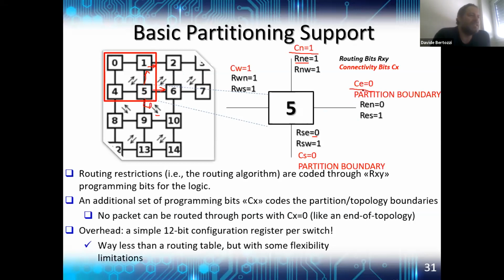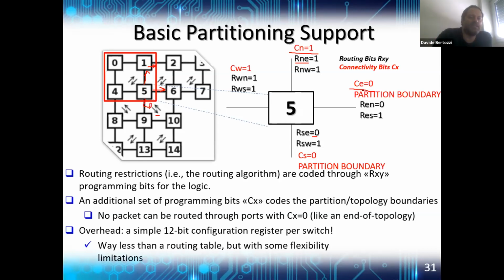So setting connectivity bits, which are additional configuration bits, but only 4 per switch, setting connectivity bits to 0 means that you are denoting rigid fences for your partitions. You're defining rigid boundaries that cannot be crossed by traffic. So your routing logic will never route a packet to a direction where the connectivity bit is equal to 0. So you have routing control for violating processes and deeply embedded into the routing logic. And the overhead is pretty lightweight.